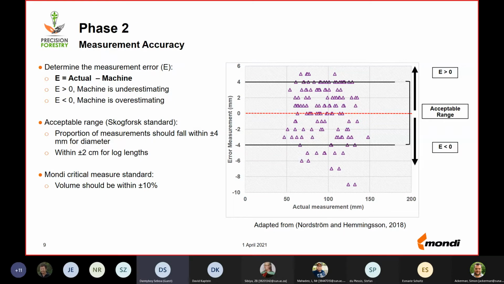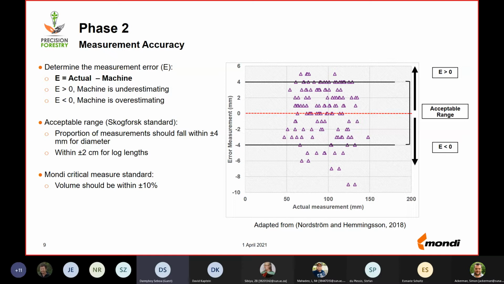So we had to look for a standard that we could use to gauge our results. And then we used the StanForD standard, which states that the proportion of measurements should fall within plus minus 4 millimeters for diameter and within plus minus 2 centimeters for log length. However, we could not find a standard to gauge log volume. So we used our Mundi critical measure standard, which says that volume variations should be within plus minus 10%.